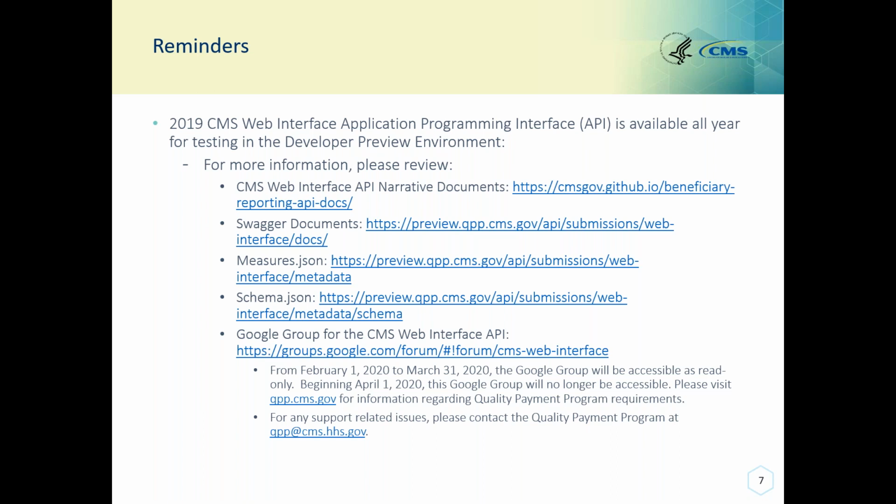As a reminder, the 2019 CMS Web Interface API is available all year for testing in the developer preview environment. You can review the resources listed on this slide for more information.